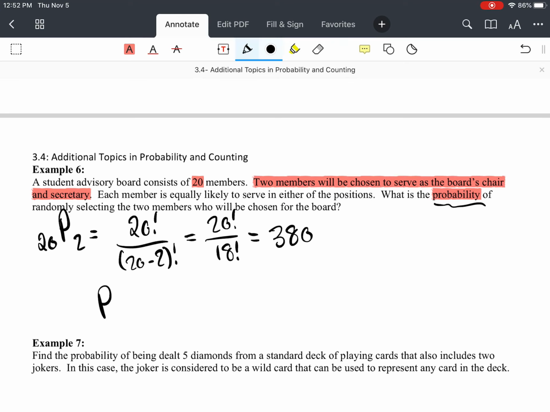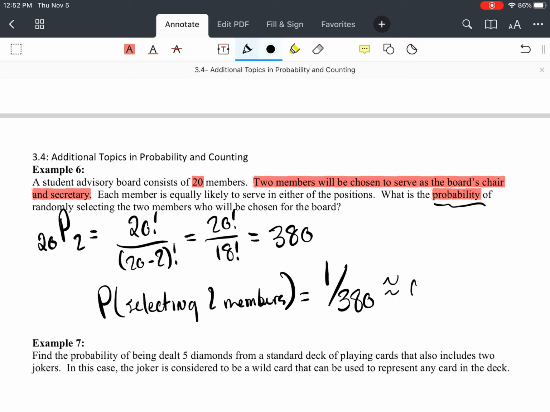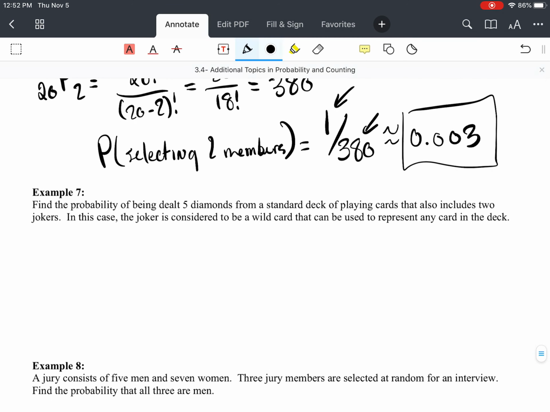Okay, but we're looking for the probability of randomly selecting the 2 members of the board. So to select exactly those 2 members, we have one option out of the 380 possibilities. When we divide these, we get about 0.003, or about 0.3%. So we're choosing one of the possibilities out of the 380 total possibilities. Okay, so let's look at this next example.